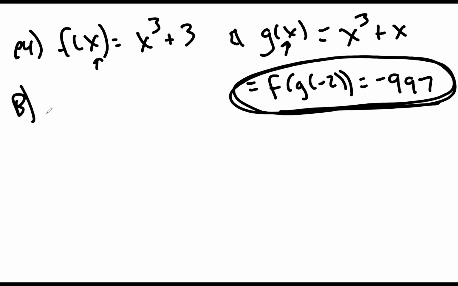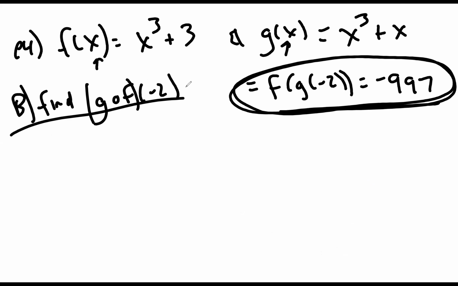So letter B, I'm going to ask you to find G of F of this -2. But again, even though this looks like golf, it's still fog, so to speak. It's still the F and the O and the G. Remember, I don't like fog. And so I'm going to rewrite this. And it's going to be G of F of -2.